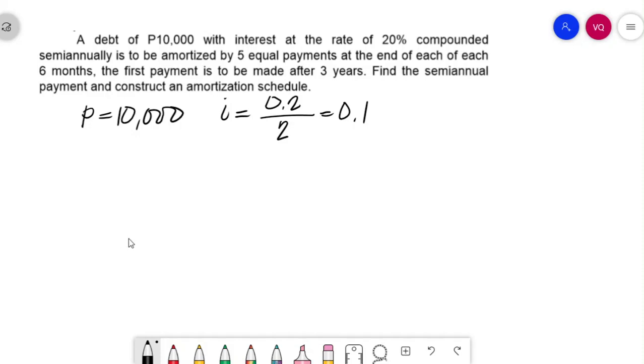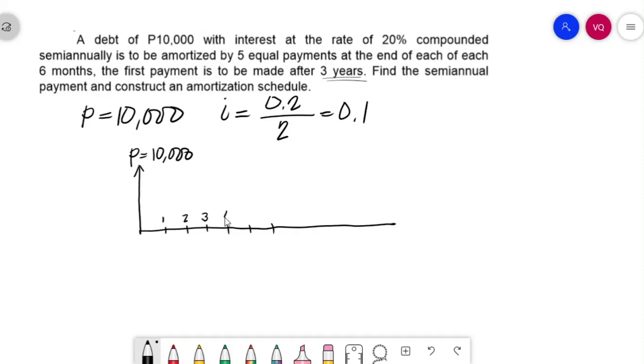So we will first draw the cash flow diagram. This is our debt, which is equal to 10,000. Since this is semi-annual and the first payment is made after 3 years, we have 1, 2, 3, 4, 5, 6. This is year 1, year 2, and year 3. So this is the first semi-annual, second, third, fourth, fifth, and sixth. Our first payment will be at the end of the third year. And we will make 5 equal payments: 1, 2, 3, 4, and 5.